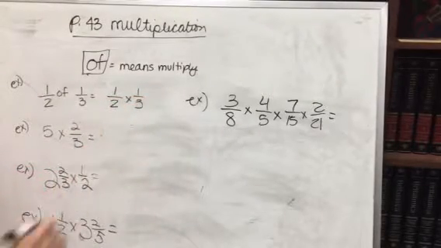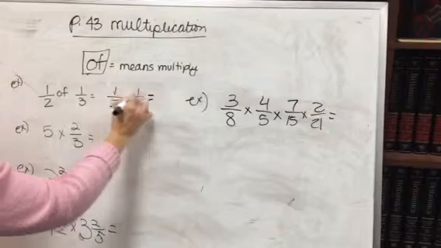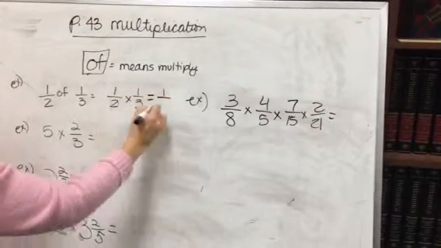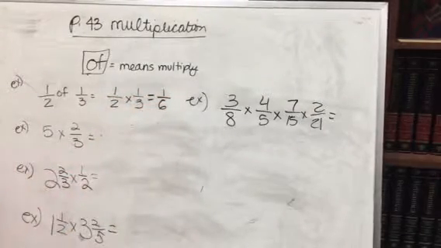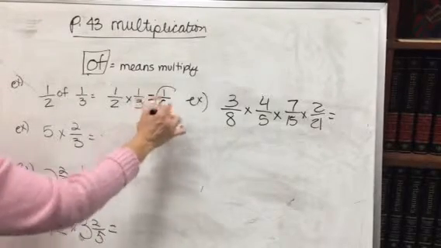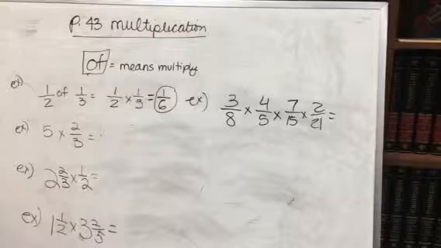When you're multiplying fractions, you multiply the numerators, 1 times 1. You multiply the denominators, and then you reduce it or change it into a mixed number. This doesn't have to be reduced or changed, so the answer is 1/6.